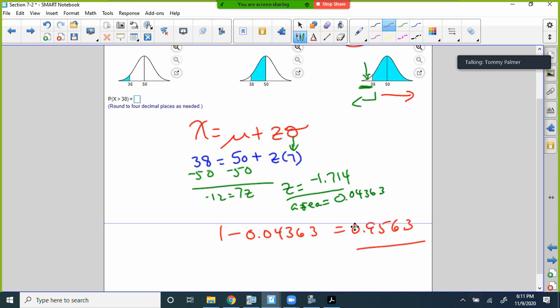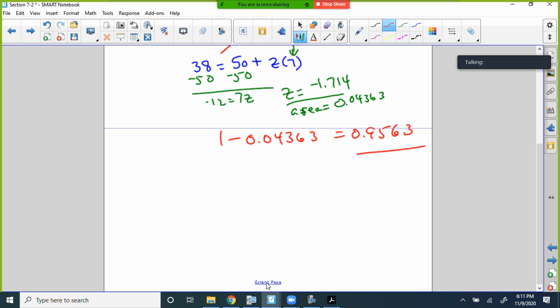Okay, so how can we do this on the calculator? We can do a normal CDF, right? So we can do a normal CDF. It'll be -1e to the 99, right? Comma. Well, the next number should be what?